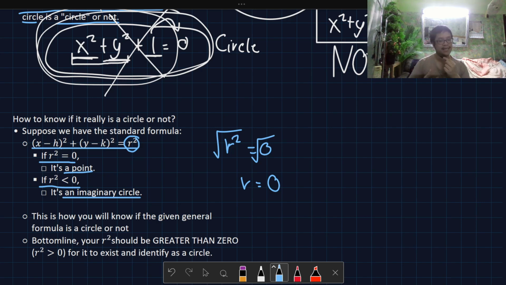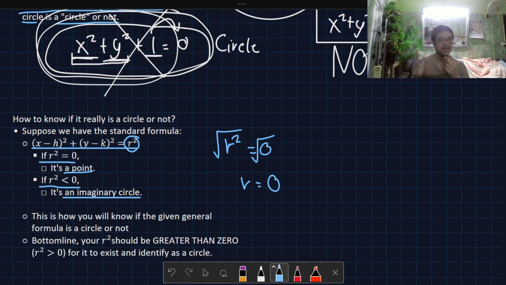Remember I said earlier, when you find your r by square rooting both sides, you will know the measurement of your radius, right? But in here it's zero. So it implies that the length of your radius is non-existent. Basically, there's no radius at all. The only thing that exists is the point of your center, where the center is located.